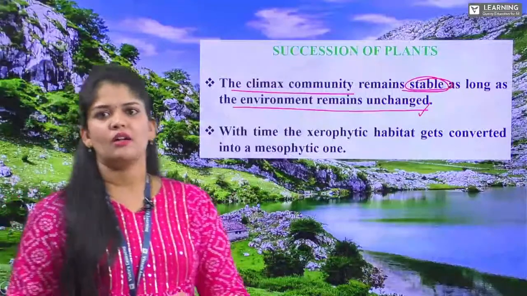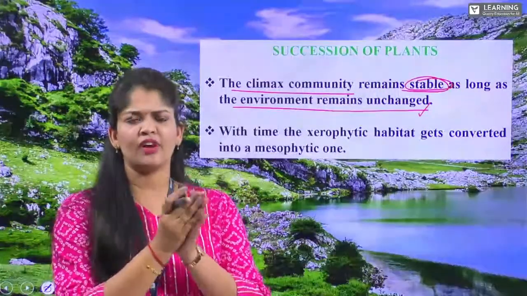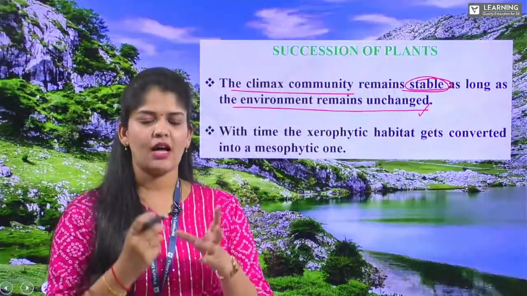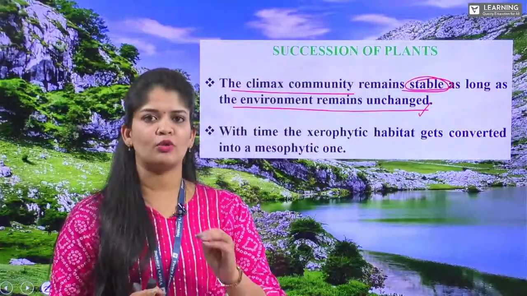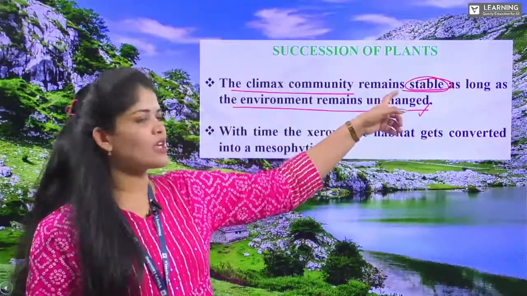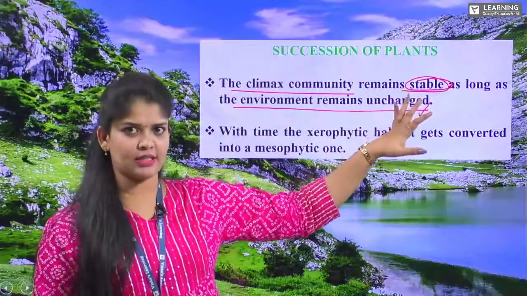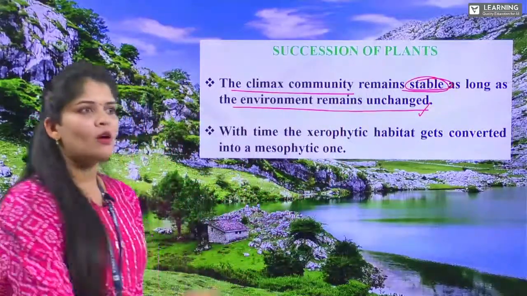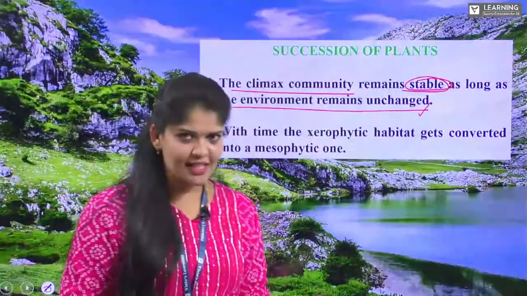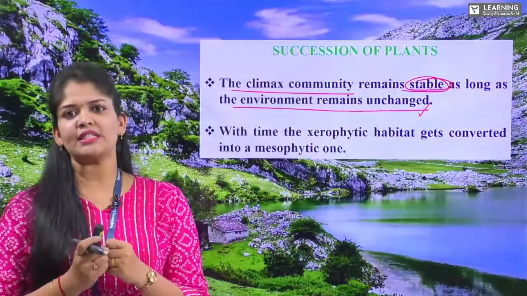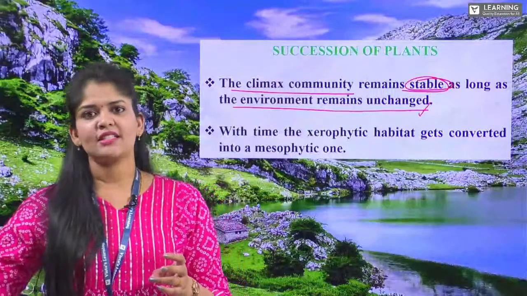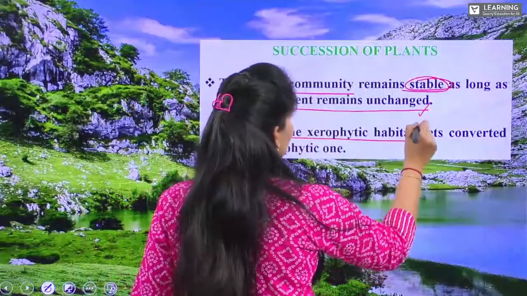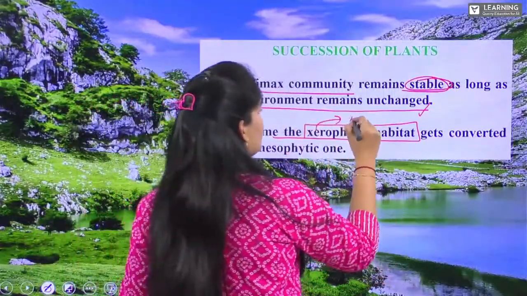See, in the first point itself, we explained that the environment never remains constant. The environment keeps on showing changes. The climax reached by primary succession or secondary succession will be stable until the environment remains unchanged. When the environment shows changes, that will definitely show its influence, and changes happen in the succession too.